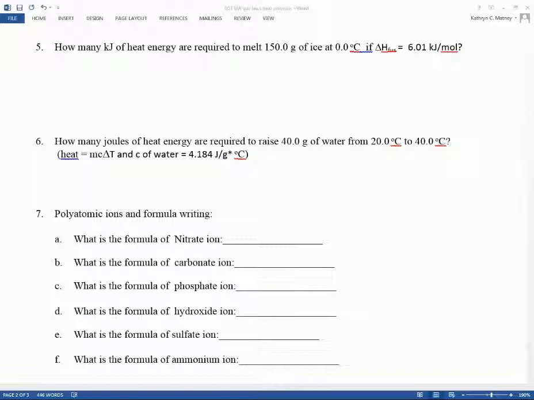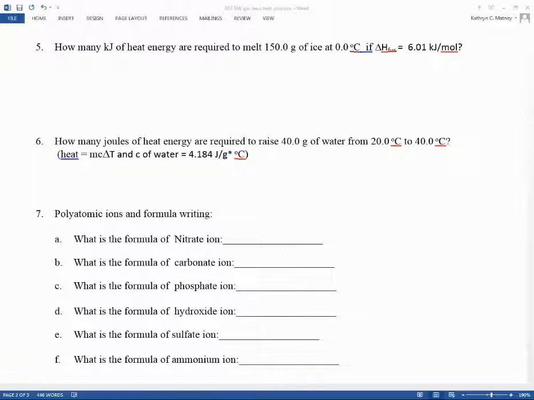Now, here's the hard truth, guys, gals. You have to know that 24/7, all the time: you have to know how to go from grams to moles and moles to grams. Anytime it's necessary, you've got to know how to do that. It's very, very important.